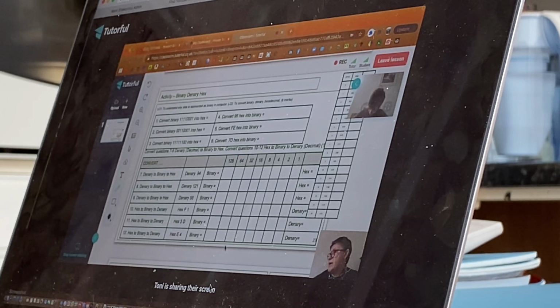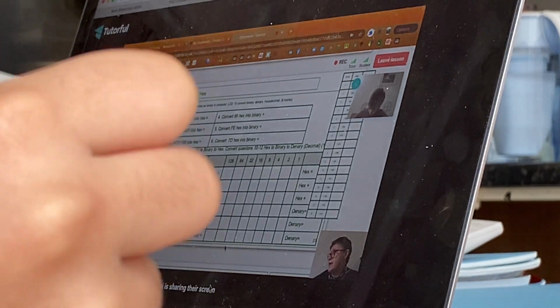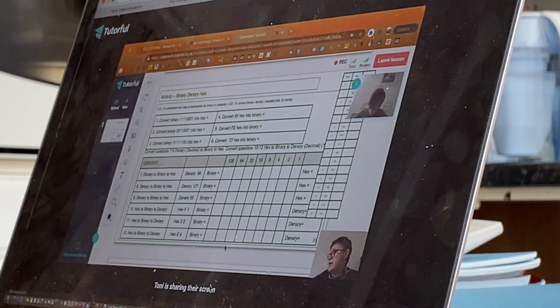32? It's 34. Okay. So, 24. I think 24, yes. So will 16 fit? Yes. So we put a 1. And what does that leave us with? 8. Excellent. So will 8 fit into 8? Yes. Excellent. So that's 1.